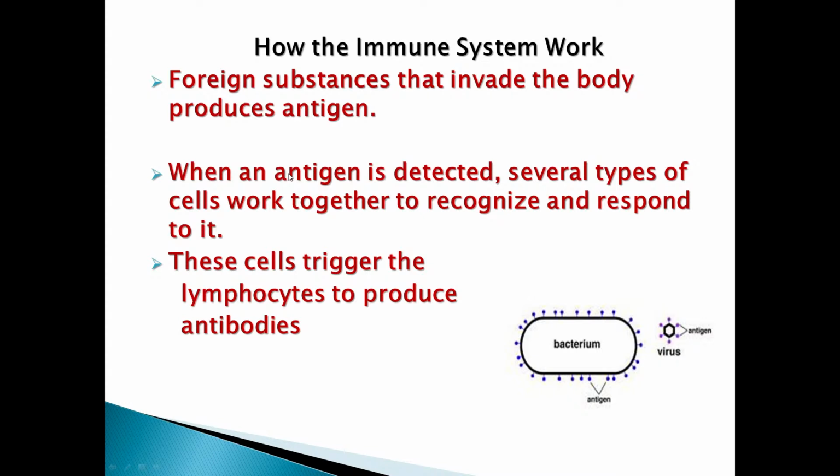So, how does the immune system work? Foreign substances that invade the body produce a chemical that is called antigen. Now the word foreign substance. Why they use the word foreign substance is that these are normally substances that in a normal situation should not be in the human body. So that's why they call them foreign substances. Just like when you say I got foreign. If you go to the US, you say I got foreign. And the reason why you say foreign is because you're not a citizen of the US. So you say I got foreign because.